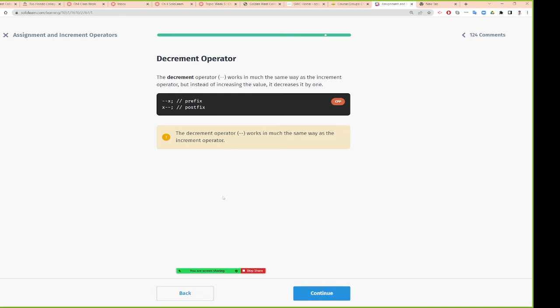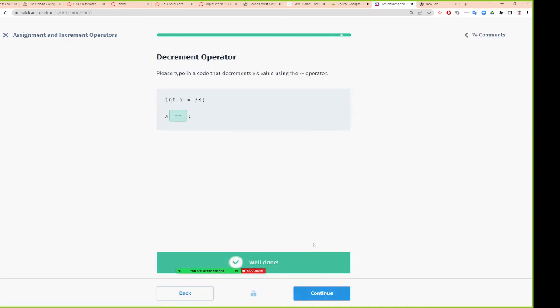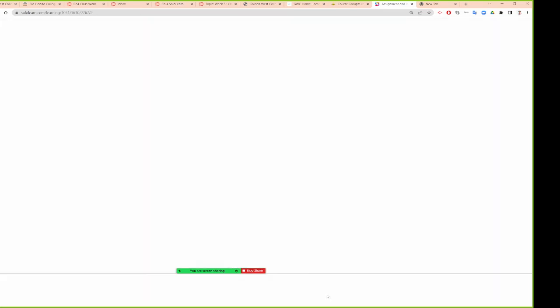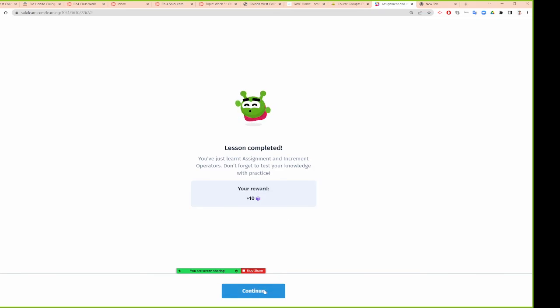All right, it works on decrement too, minus minus. The decrement works much the same way as the increment operator, but instead of increasing, it decreases by one. And we also have prefix and postfix. With the prefix, the value will be changed while you're doing this. With the postfix, once you finish, then the value will change. I already typed the code that decreases, minus minus. So now we do minus minus. Okay, then we finish this one.